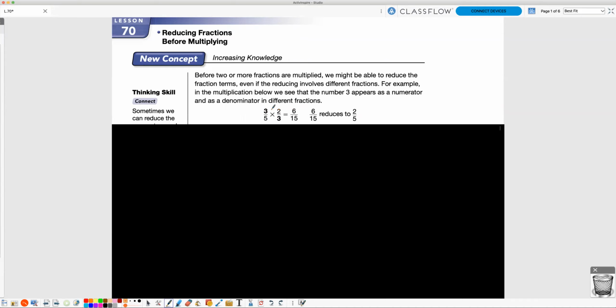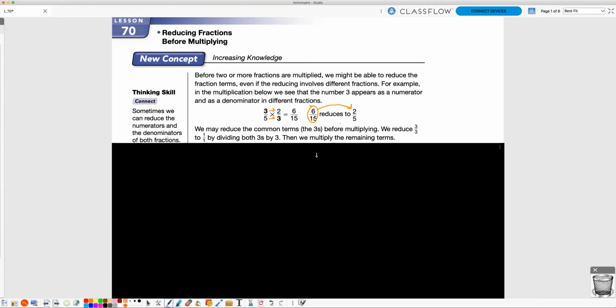3 times 2 in the numerator would multiply straight across as 6, and 5 times 3 in the denominator would multiply across as 15. You would end up with 6/15, which reduces to 2/5. We may reduce the common terms, which are the 3's, before multiplying.